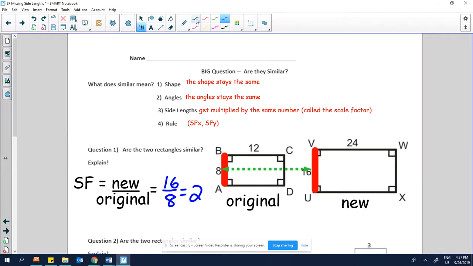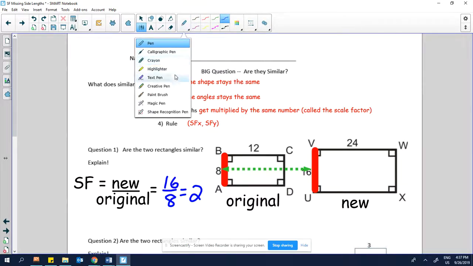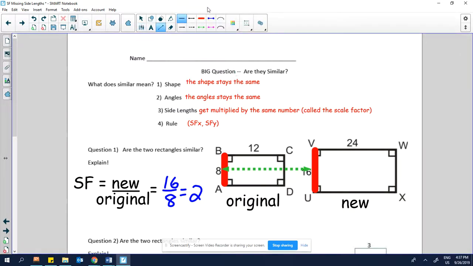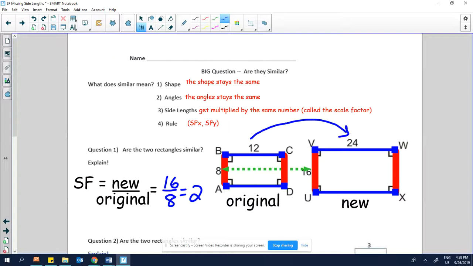Okay, and that's true for all of these sides, all the vertical sides, because we know that this is 8 also, and that this is 16 also. So I checked half of the sides. Let's check 12. Which side is corresponding to 12? Oh, the 24. Okay, and I'm going to make these ones too. All right, tell me what your scale factor is from 12 to 24. And we'll check and see if that's the same thing.